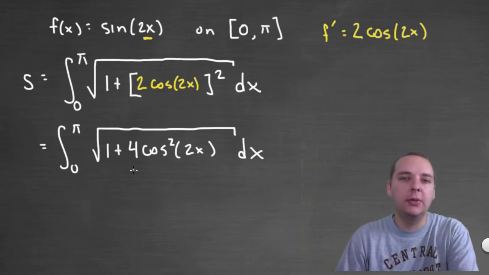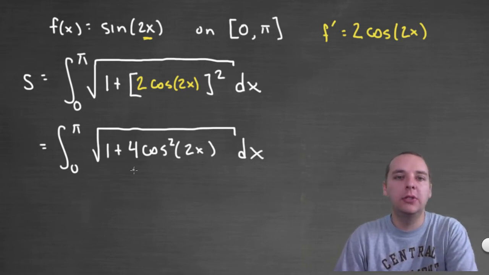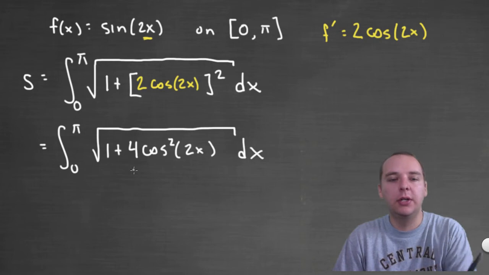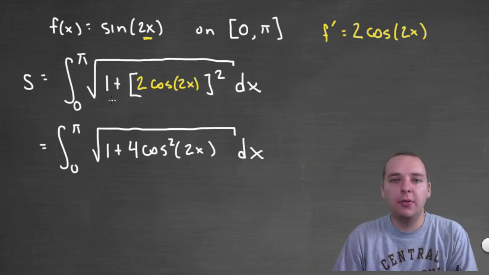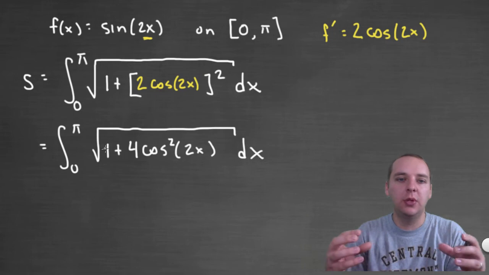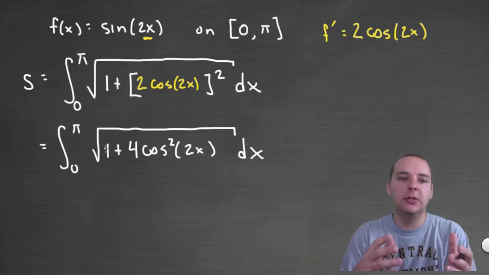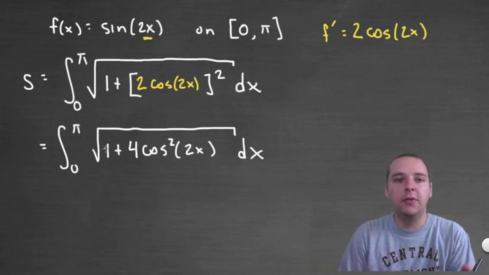So now herein lies a problem with so many of these arc length integrals. Your integral is always going to have a radical because it's part of the formula, but it's very difficult to integrate things that have radicals, especially things with composition, where it's not the square root of x, it's the square root of a function of x.